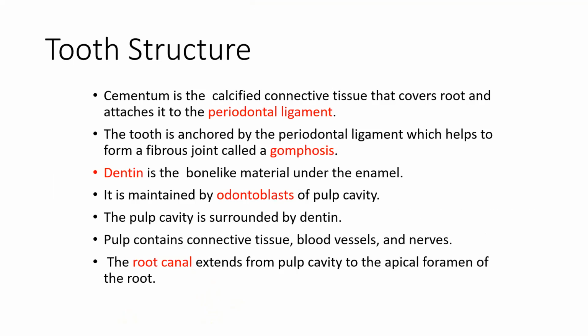Anyway, cementum holds the tooth and the root to the periodontal ligament. The periodontal ligament holds it into the bone itself of the jaw, of the mandible and maxilla. The area called dentin is like bone under the enamel, and it is maintained by what are known as odontoblasts. So we can build new dentin. The pulp cavity is surrounded by the dentin, and the living portion of the tissues and blood vessels are in the pulp. And we have the root canal, and there's a foramen in the root that allows the passage of these blood vessels.